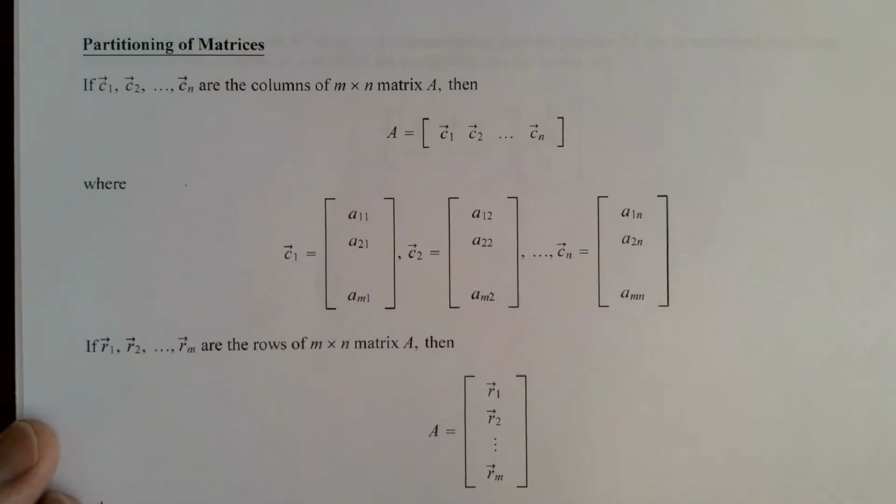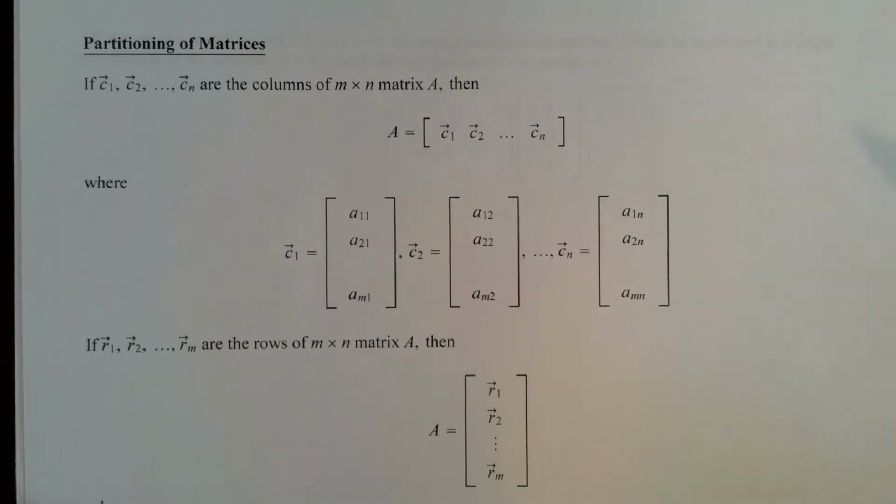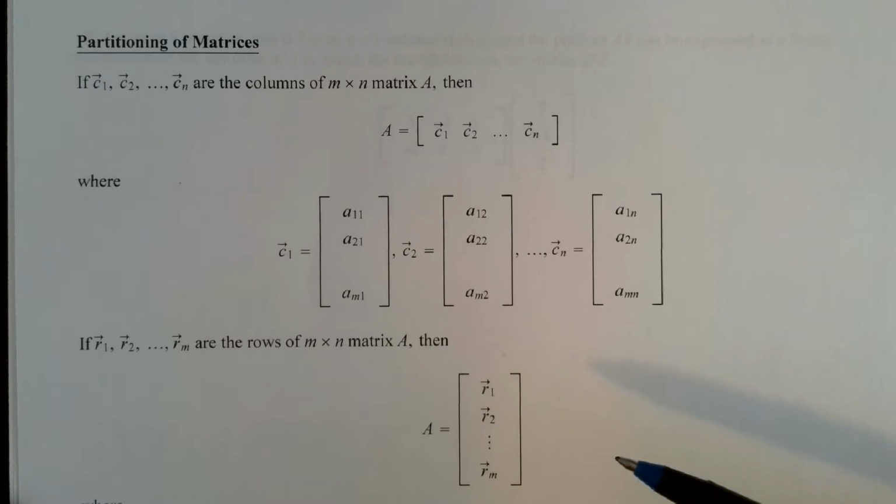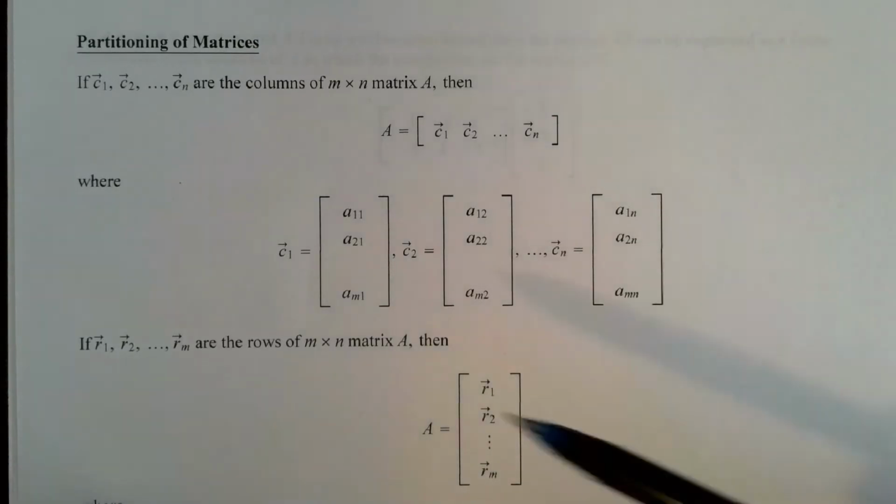So we want to close our introduction to matrices real quick with a couple of important things and uses of matrices. One thing is I want to talk about partitioning of matrices. There's lots of ways this can be done. The way we're mainly going to see it is in terms of breaking up the matrix into its columns and rows, or column vectors and row vectors.